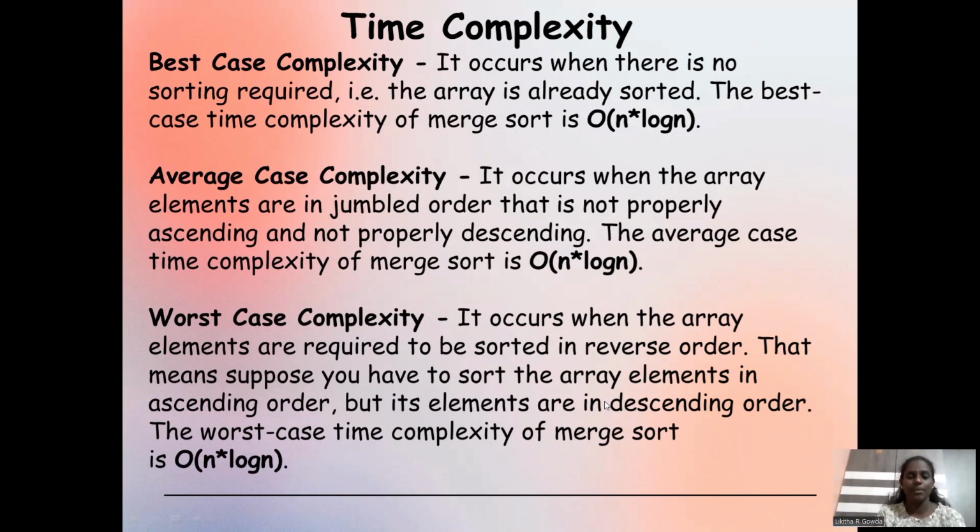Worst case complexity. It occurs when the array elements are required to be sorted in reverse order. That means, suppose you have to sort the array elements in ascending order, but its elements are in decreasing order. The worst case time complexity of merge sort is n log n. In merge sort, the best case complexity, average case complexity, and worst case complexity are all equal.